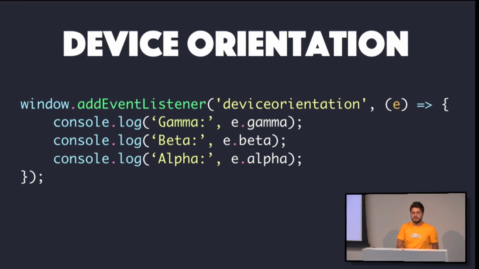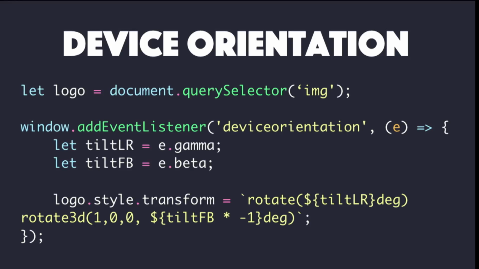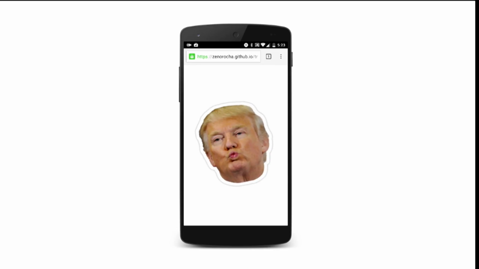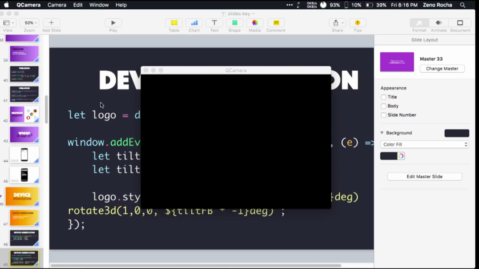So the way this works is you listen for events, you get those 3 values, the gamma, beta, and alpha. And then with just this line of code, this is an actual example that I'm going to show, I just have an image, and I'm listening for that event. I got the gamma, I got the beta, and now I can use CSS transform. And using the rotate property, I can move my image according to how I move my phone. So, oops. Spoiler alert, spoiler alert. Let's see how it works.